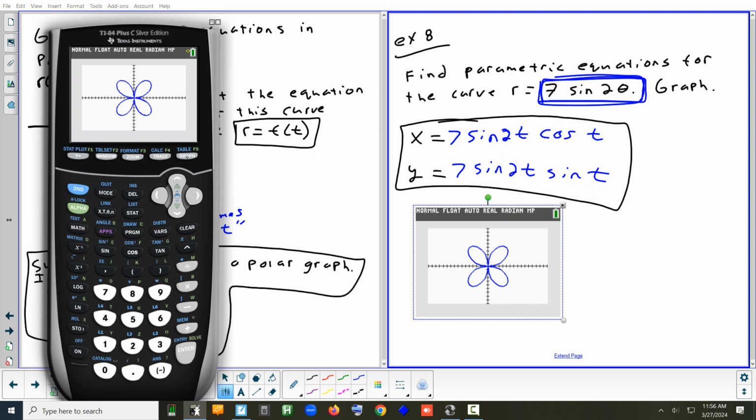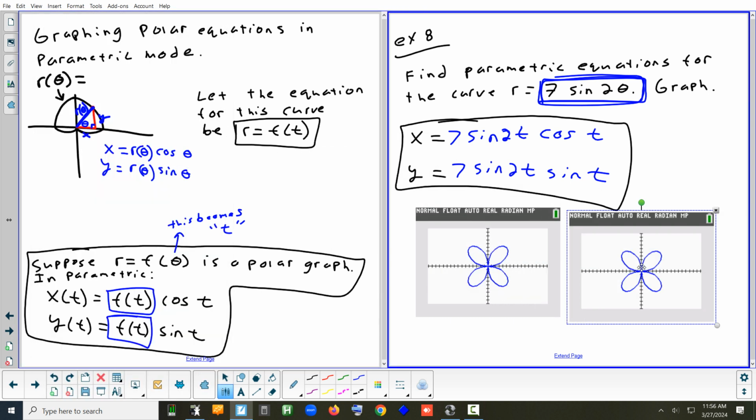Yep. Now, I think I still have it set on 0 to 4 pi, which is why it traced it twice. I should fix that. But there's your two graphs. Okay, on the right is polar, on the left is parametric. You never know the difference. You can't tell when you're looking at the final result.